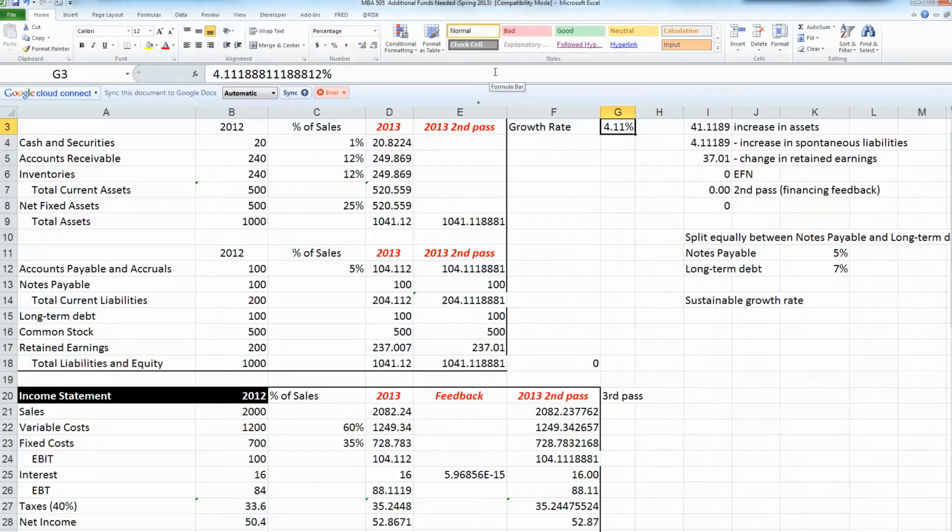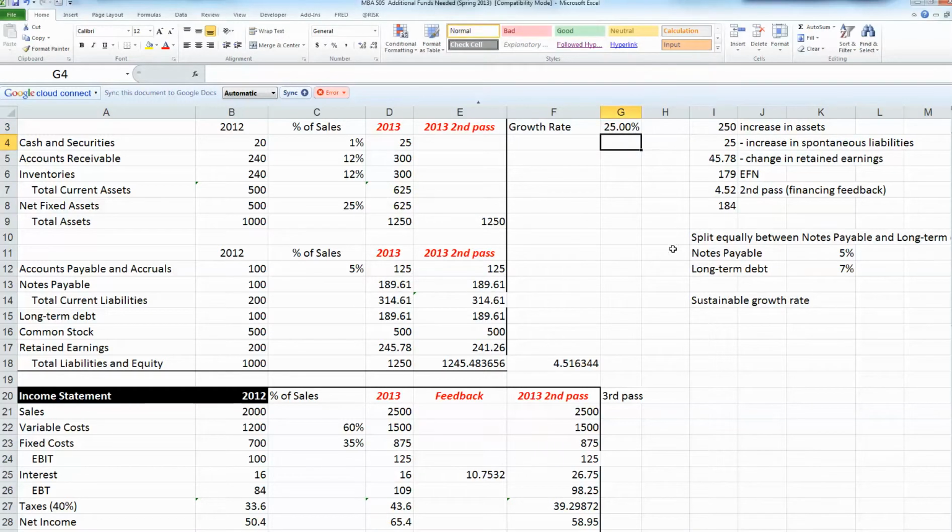Now they show you a long, complicated equation in the textbook to solve for that sustainable growth rate, but you don't need to use that. You can just set everything up in Excel and use Goal Seek. I'm going to pop this though back to 25%.